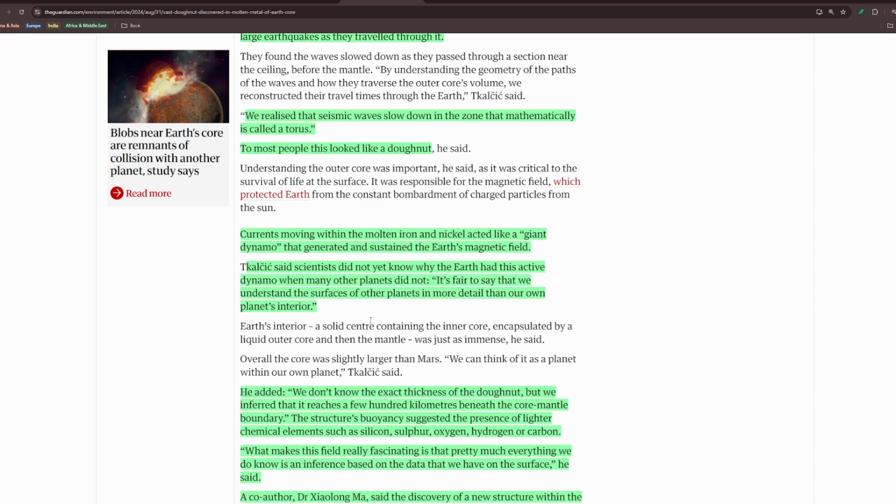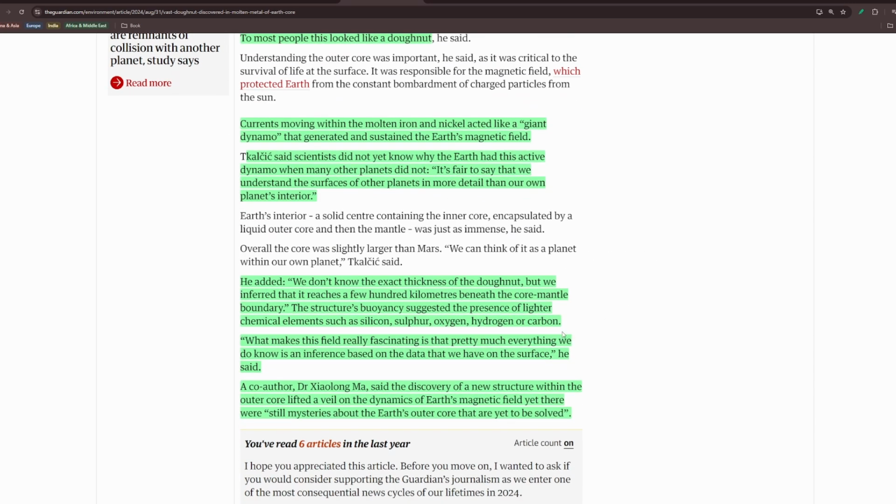Tekalkalik said scientists did not yet know why the Earth had this active dynamo when many other planets did not. It's fair to say that we understand the surfaces of other planets in more detail than our own planet's interior. Earth's interior, a solid center containing the inner core, encapsulated by a liquid outer core, and then the mantle, was just as immense. Overall, the core was slightly larger than Mars. We can think of it as a planet within our own planet.